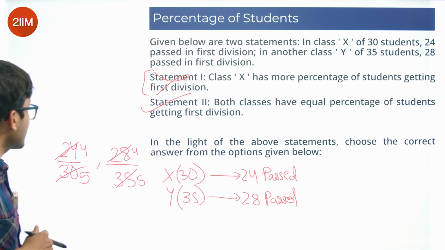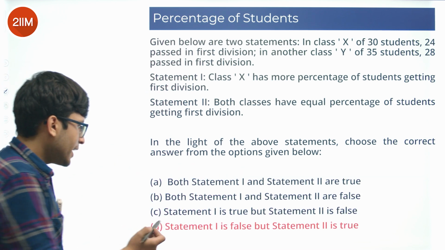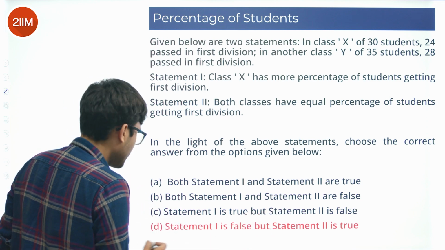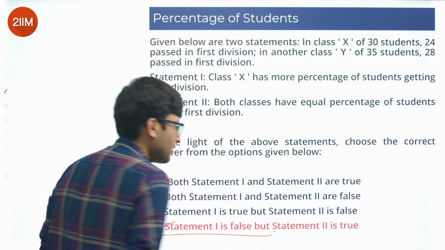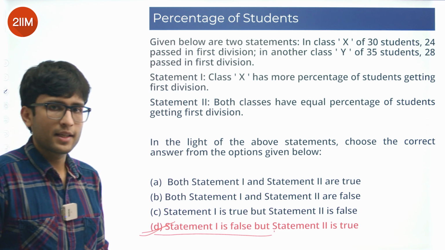Let's see whether we have such an option. Statement 1 is false and statement 2 is true. Perfect. We got our answer. Option number D would be my answer in this case.